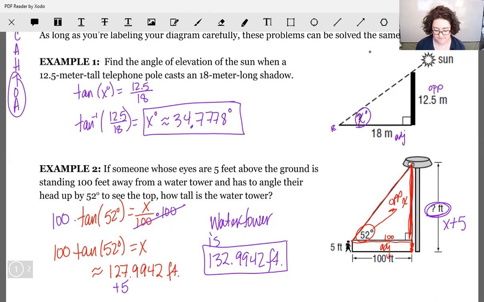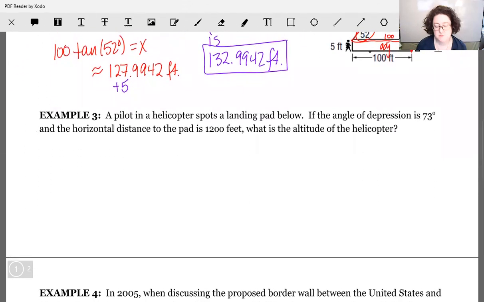Alrighty, example 3. This one doesn't have a diagram, so we're going to have to draw one. A pilot in a helicopter spots a landing pad below. If the angle of depression is 73 degrees and the horizontal distance to the pad is 1,200 feet, what is the altitude of the helicopter?